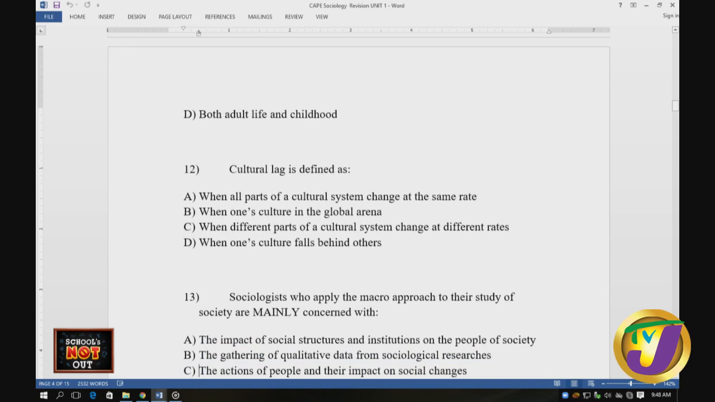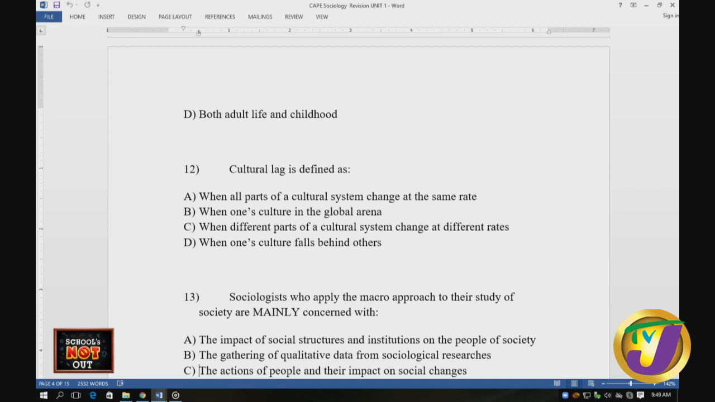The next one now, we move on to culture. We avoid the basic ones that you normally get. What is culture? That's the free one they give you on the MCQ, because most persons can define culture. But we deal with the characteristics of culture and so on, and also cultural terms like cultural lag. So I want to find out what you mean by cultural lag. The first one says it is defined as when all parts of the cultural system change at the same rate. That alone should tell you something is wrong. So where's the lag, if they all change at the same rate? There's nothing that suggests a lag here.